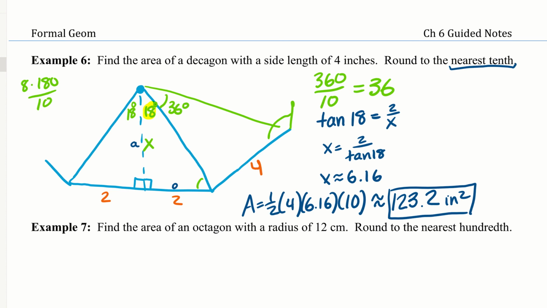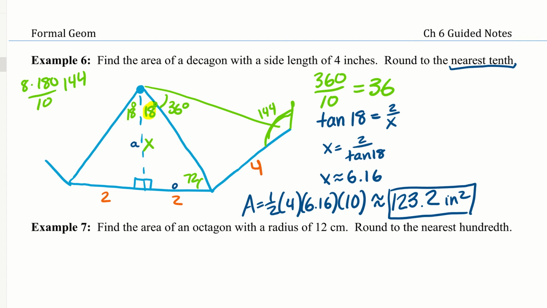Which is 144. So that would be this whole angle is 144. So if I were to cut that in half, that would mean this angle down here is 72, and sure enough, that makes sense because 72 plus 18 is equal to 90.